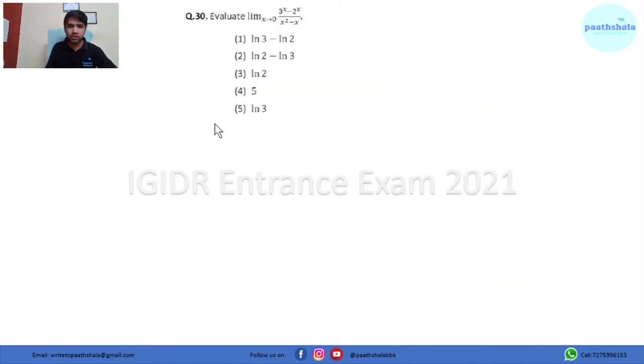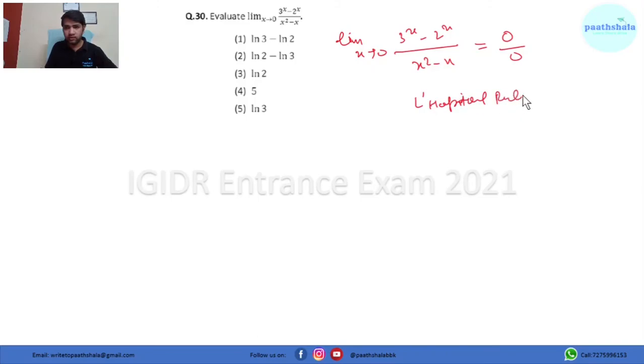So let's move to the last question. Here look at the limit, x tending to 0, of 3 to the power x minus 2 to the power x upon x square minus x. If you put the limit, this will come out to be 0 by 0, which is indeterminate. So applying L'Hopital rule, you will get limit x tending to 0, differentiation of a to the power x is a to the power x ln a, so 3 to the power x ln 3 minus 2 to the power x ln 2. In denominator you will get 2x minus 1.